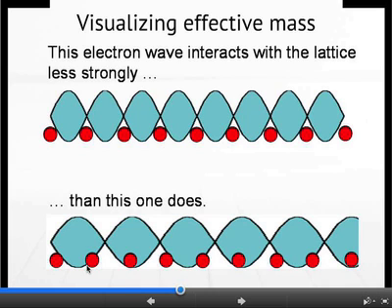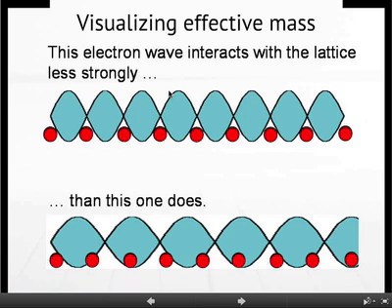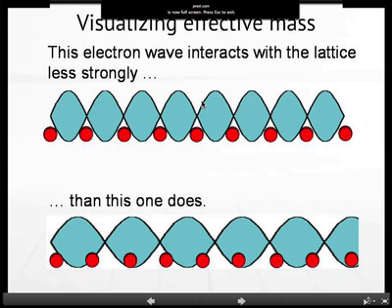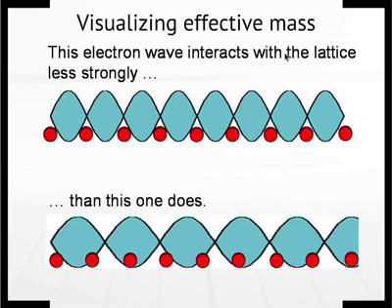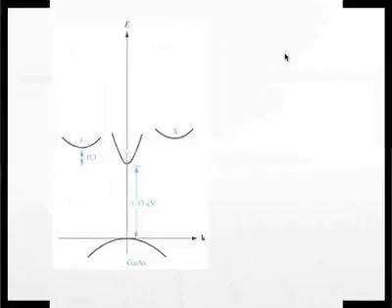In other words, this electron wave interacts with the lattice less strongly than this one does, which means that one would expect this electron to move a little more freely than this one does. Or another way to think about it is that this electron could be a little bit heavier than this electron. That's a qualitative way to think about what effective mass means. So the wave function can determine how heavy a particle is. We'll look at something more specific to drive home this point.